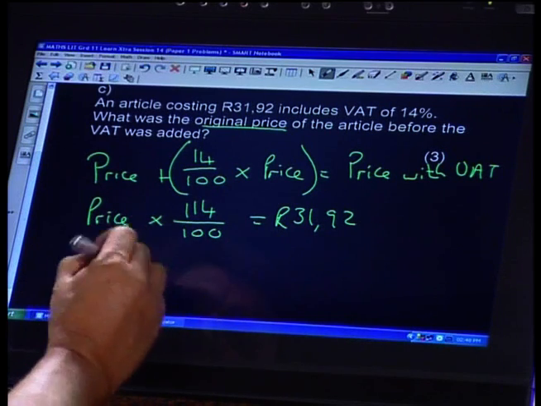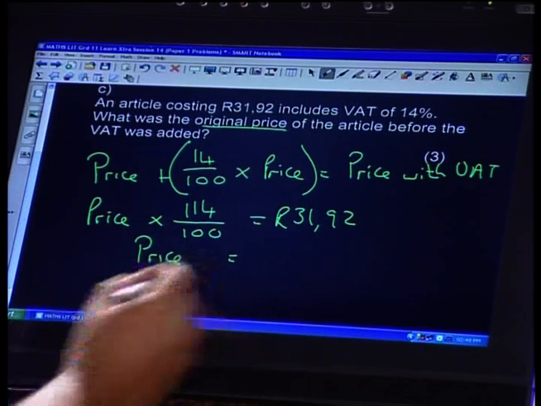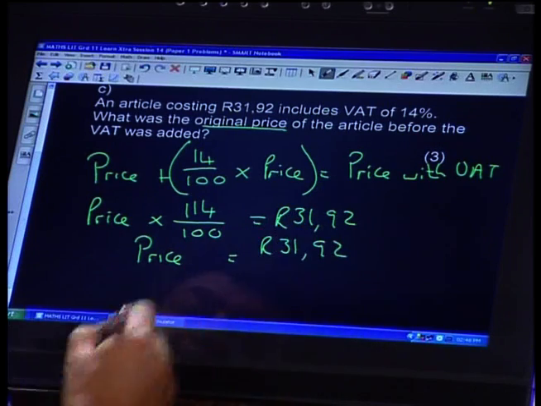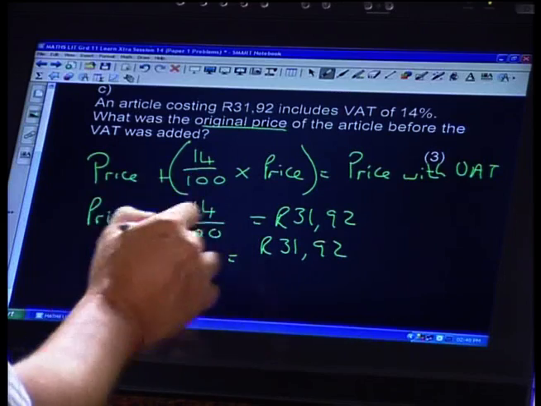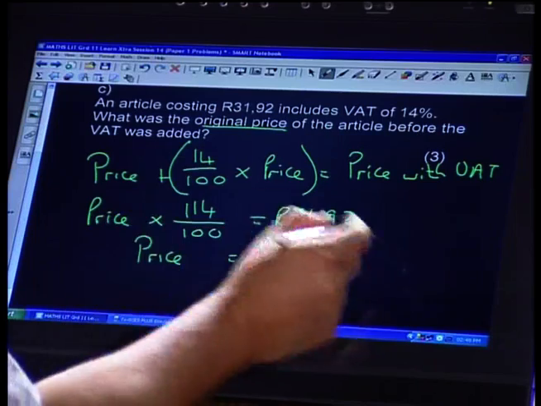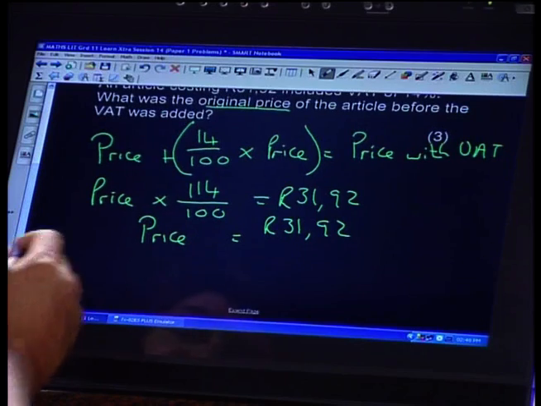So what's the price by itself? Okay, well, I've got 31 Rand 92. And what am I going to do? I want to take this 114 over 100 across to the other side. So what do we actually land up doing?